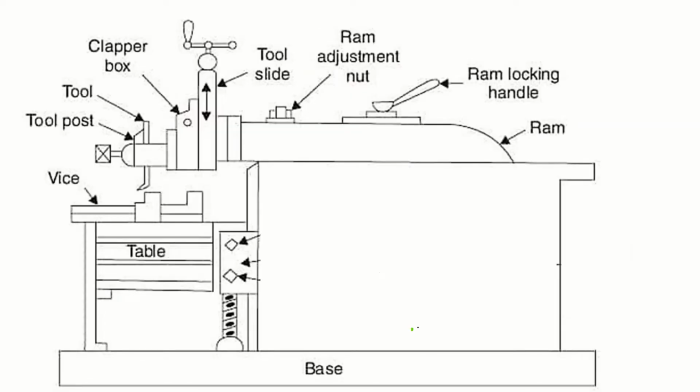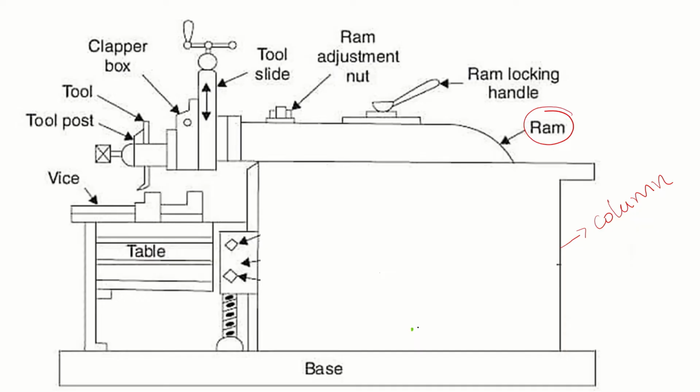Here you can see a schematic of the shaper machine, and this schematic is explained in detail in my earlier video, which I have shared in my playlist also. Those who have not watched that particular video, it is available in the playlist. And this part is called the column. Here you can see this one. This part is called the column, and this one is the ram.